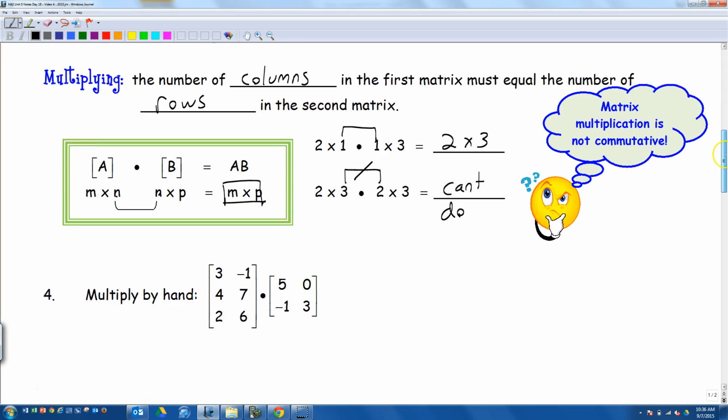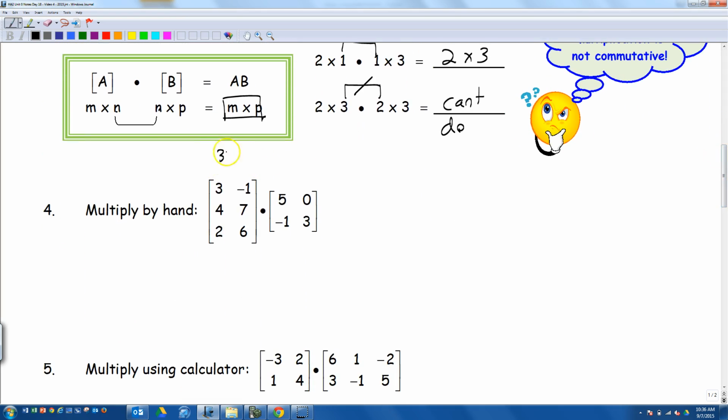Okay, now here's how you do it by hand. Again, this is a 3 by 2, and this is a 2 by 2. So our final answer is going to be a 3 by 2, because these cancel, so we're left with a 3 by 2. And here's what you do. You take the first row and multiply it by the first column. Actually, I'll use the same color so you know which ones I'm doing. And then, so 3 times 5 is 15, plus, or minus, depending on what happens. -1 times -1 is 1, so that's 15 plus 1. So the first slot is going to be 16 once you add those.